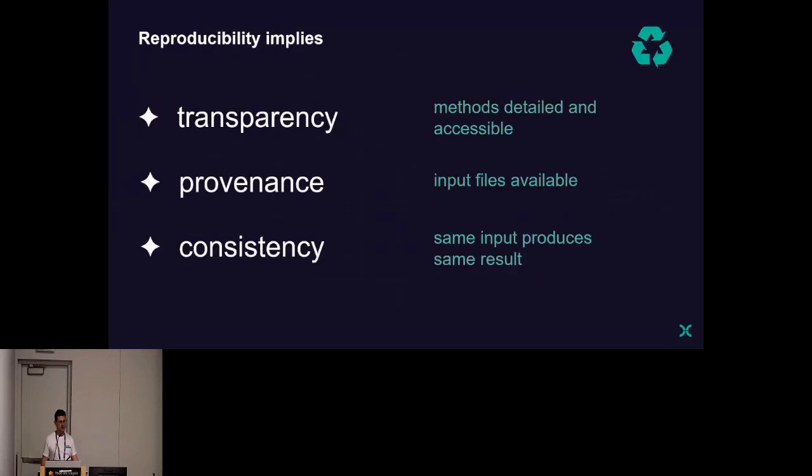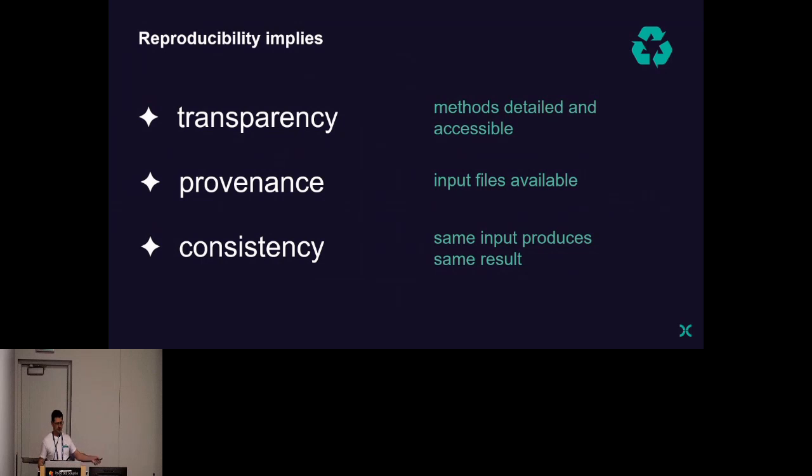So reproducibility is something that everybody talks about, but implies a lot of things. Transparency, which means that all the methods you're going to use are detailed, they are accessible, they can be retrieved, they can be found in your execution logs, so you can reconstruct what actually happened.